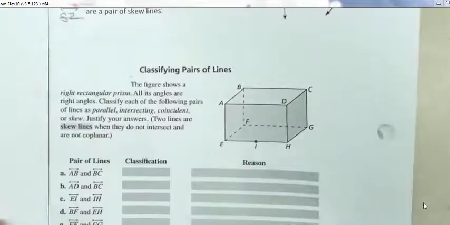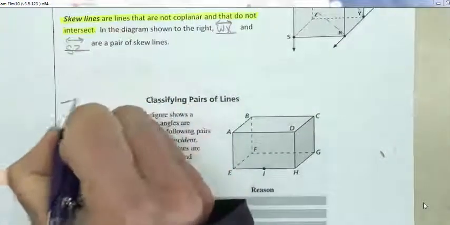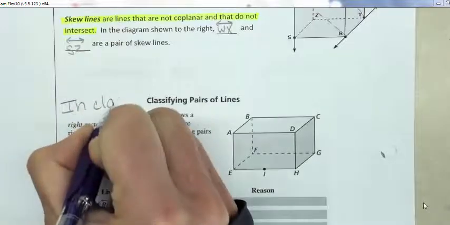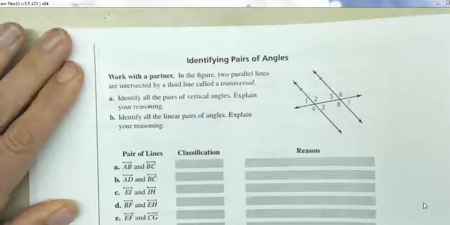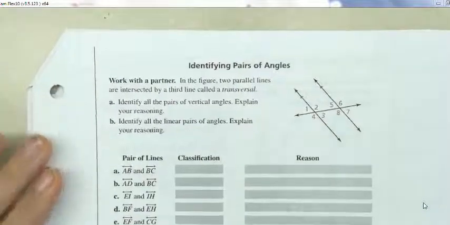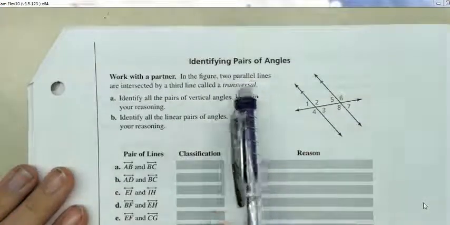Okay, so we'll do a little bit more practice with this in class. Okay, so this is going to be done in class. We'll work on this together as part of our assignment. Okay, and we'll do the same thing identifying pairs of angles. We'll also do this in class.